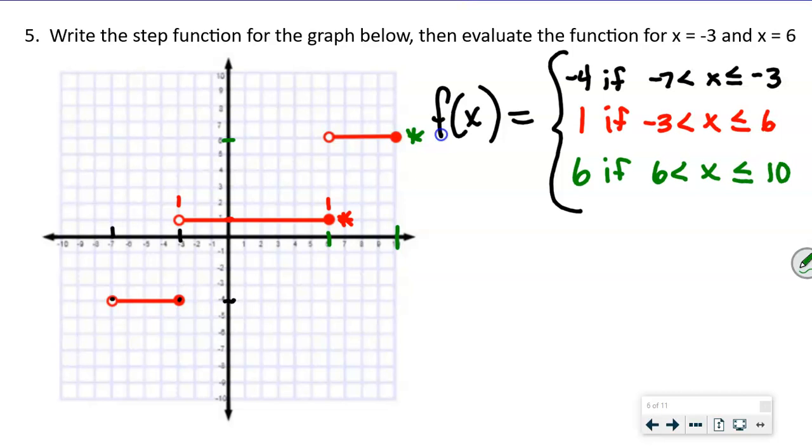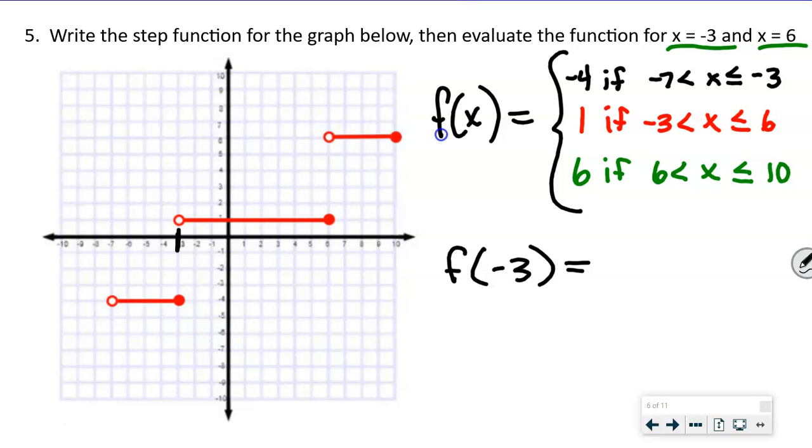Okay. So then the other part it says up here is to evaluate for these. So what we want to do is, there's a couple ways to do this. We could put them into the equations, or we can put them into the graph. So let's look at the graph for this one, okay? So when I do this, it says for f of -3. Okay, so I want to look at when this is -3.